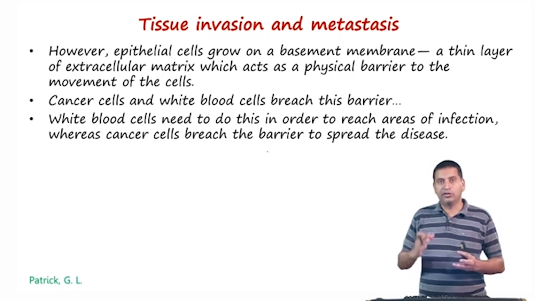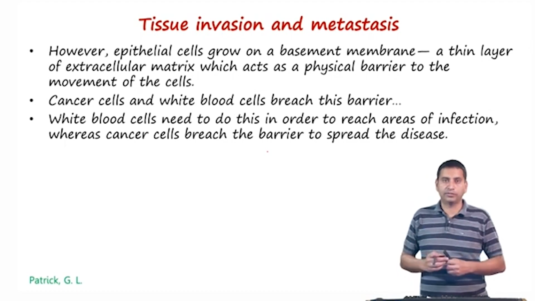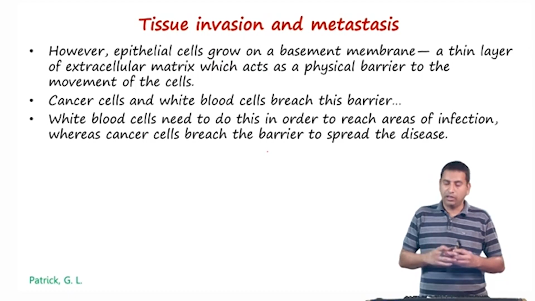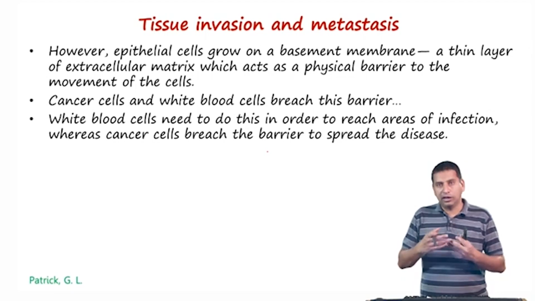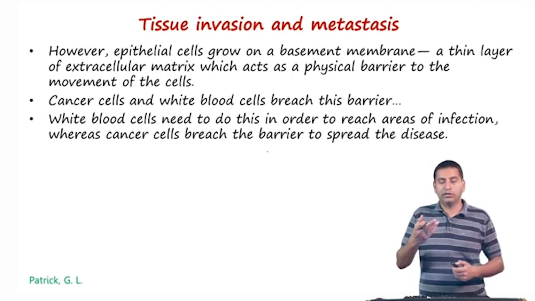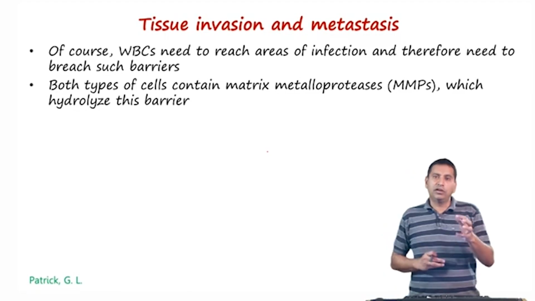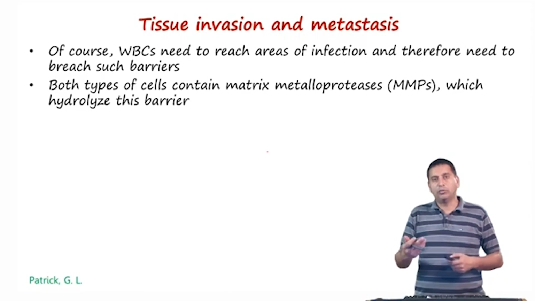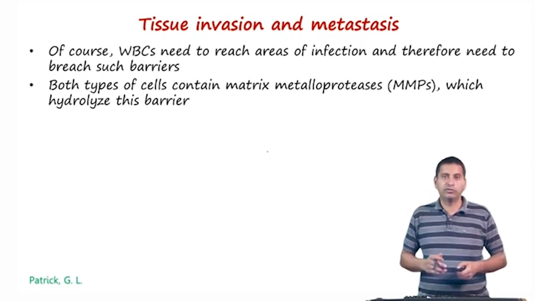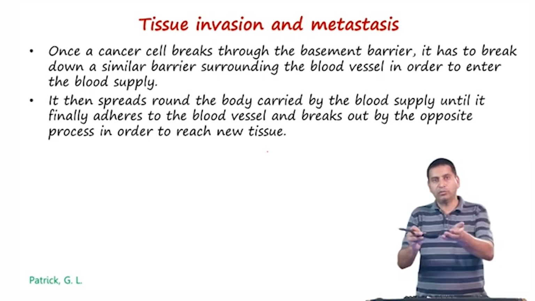There are only two types of cells which can breach this physical barrier. One is cancer cells and the other is white blood cells. White blood cells need to breach this barrier so they can reach the area of infection and address it, whereas when cancer cells breach this barrier, they spread the disease. Both of these require the use of matrix metalloproteases, which we have discussed previously, and which help with hydrolysis of this barrier. Once a cancer cell breaks through the basement barrier, it has to break down a similar barrier surrounding the blood vessel in order to enter the blood supply.